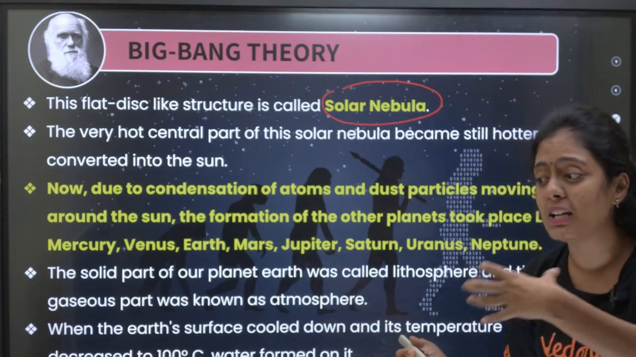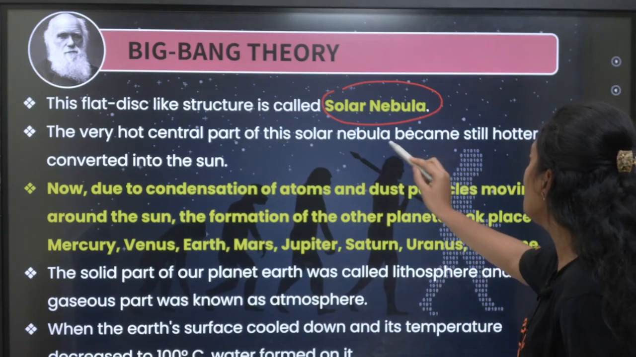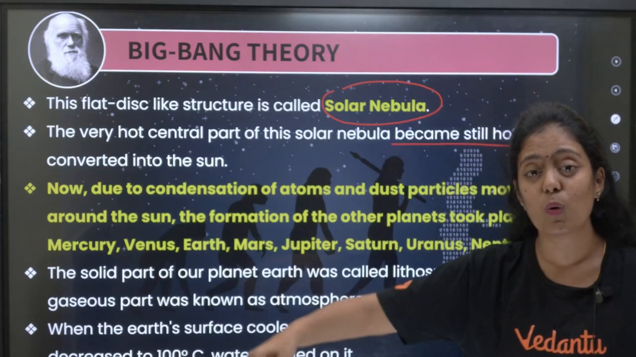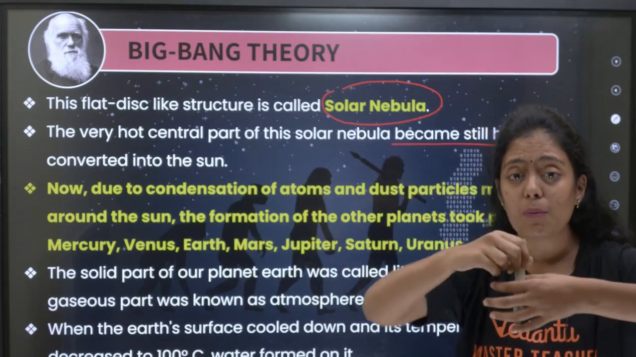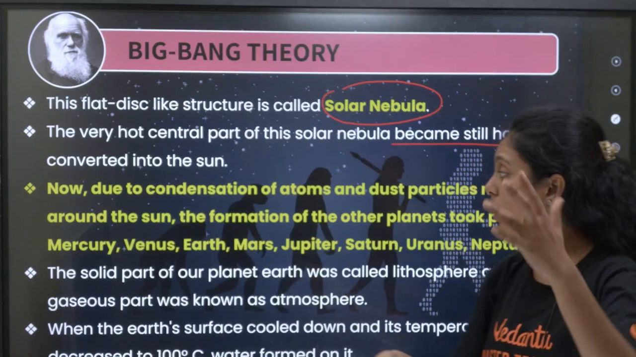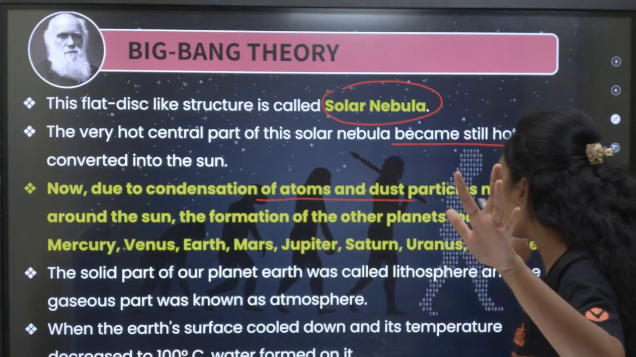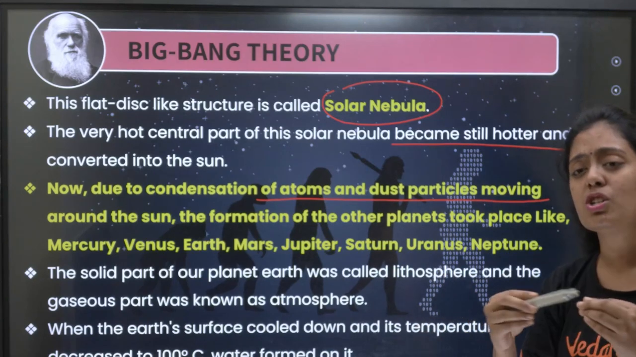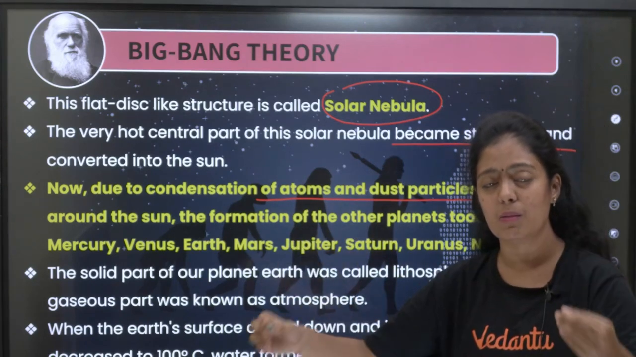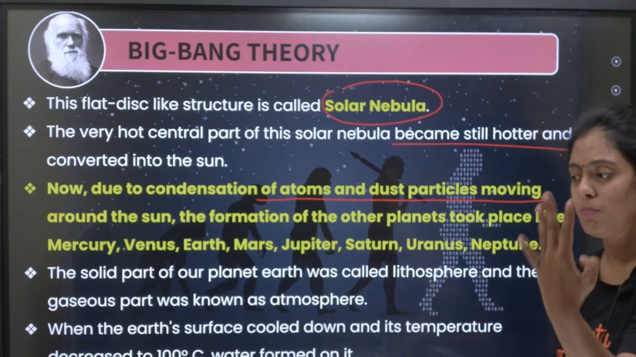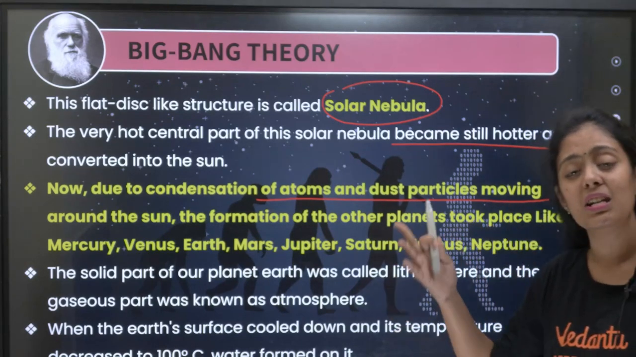The very central part of the solar nebula became still hotter and it got converted into the sun. So in the solar nebula, the central portion was very, very hot and it became the sun. Now due to the condensation of atom and dust particles moving around the sun, the formation of the entire solar system, that is the planets, took place. So Mercury, Venus, Earth, Mars, Jupiter, Uranus, Saturn and Neptune.